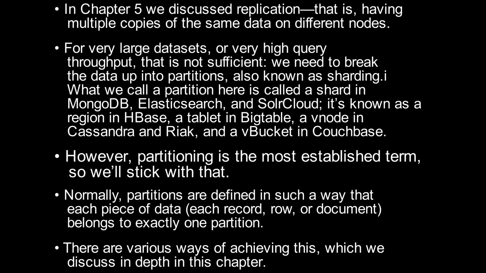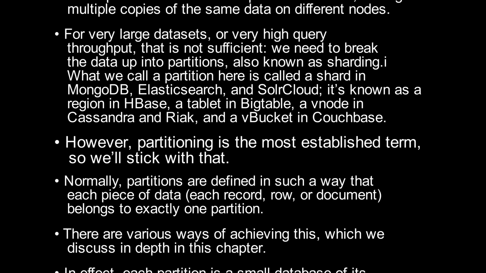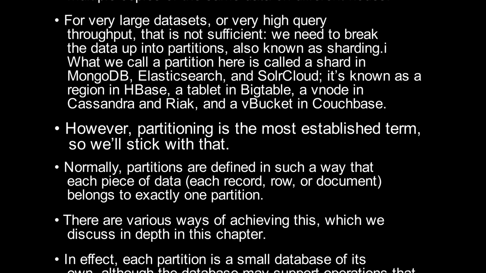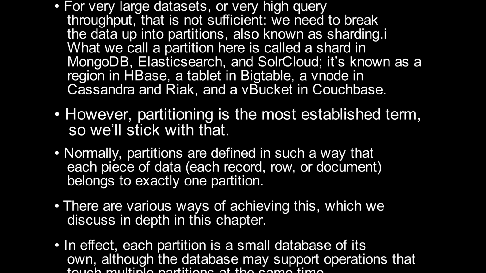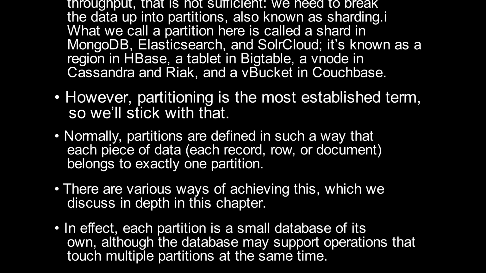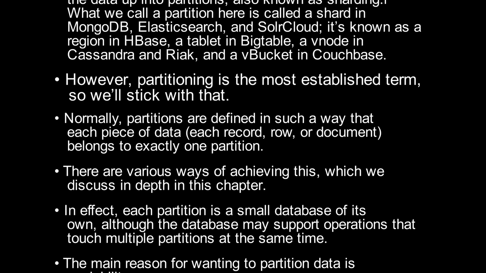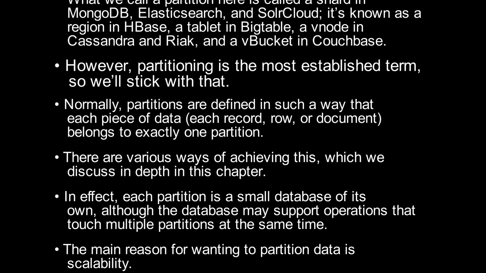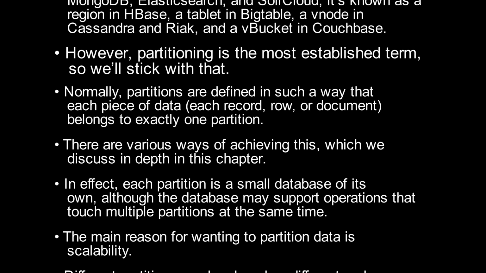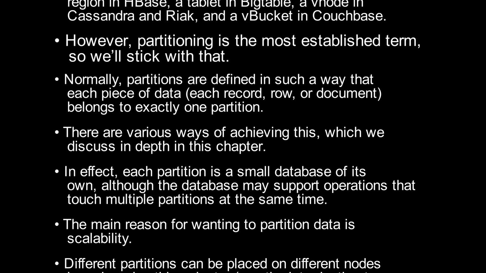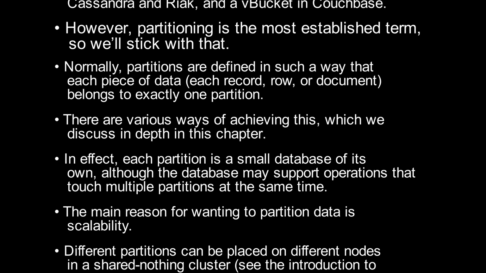Normally, partitions are defined in such a way that each piece of data, each record, row, or document, belongs to exactly one partition. There are various ways of achieving this, which we discuss in depth in this chapter. In effect, each partition is a small database of its own, although the database may support operations that touch multiple partitions at the same time.